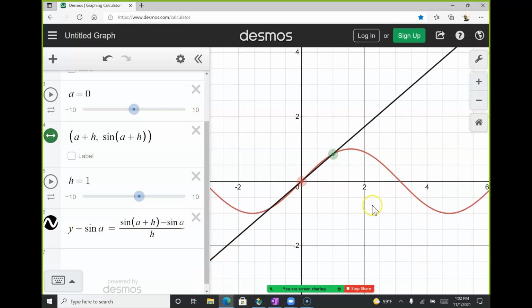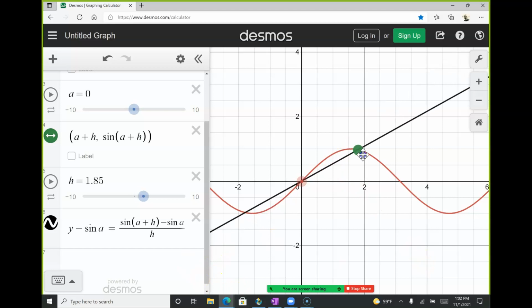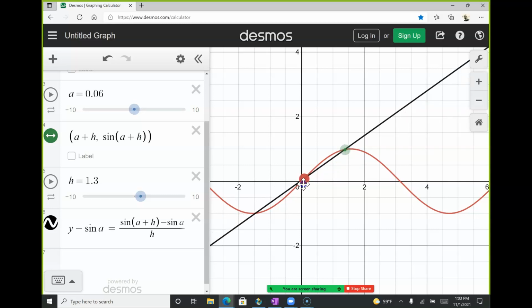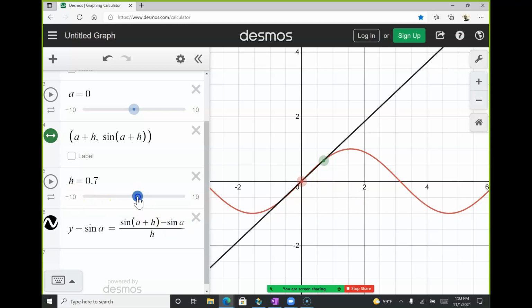There are 2 points, and notice that they're both draggable. So there's my x plus h, there's my x. Anytime I move right one, I'm changing my secant line. Now I'm really interested in that original A value being 0: 0 comma sine of 0, or 0 comma 0. And what I'm really interested in is making h go to 0. What happens when h goes to 0? Can you see it? Where's the slope going when h goes to 0?